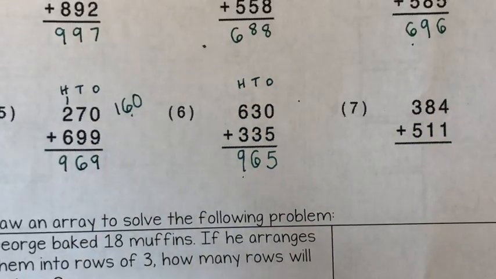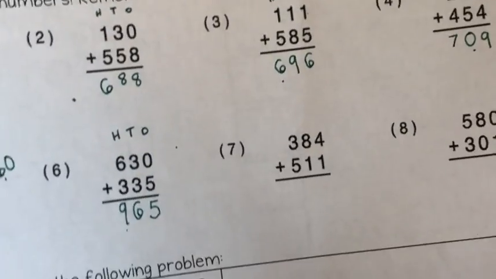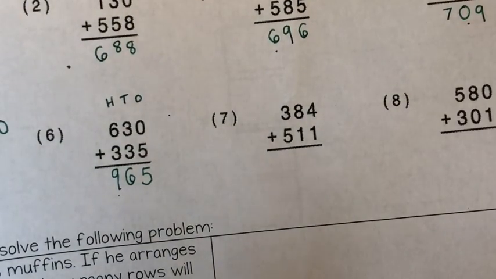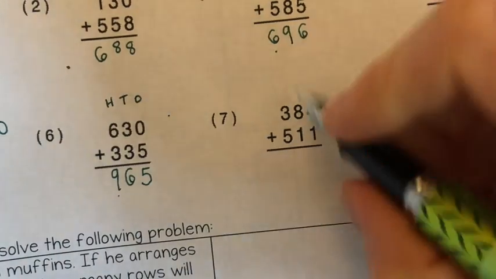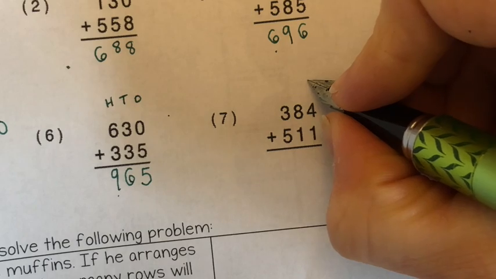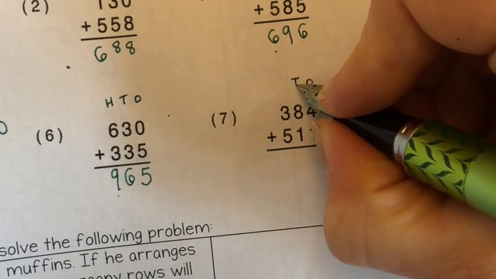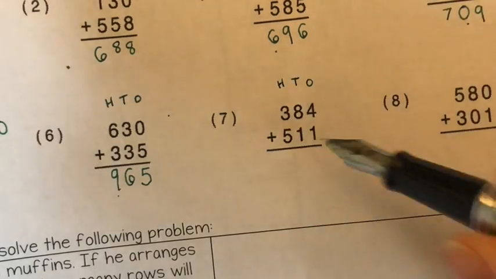Okay. Remember, if I'm working too fast, you can pause the video, do your work, and then get me to check it for you by pressing play. Now we're going to do Grandma and Grandpa's way. Ones, tens, and hundreds. I'm adding them up.